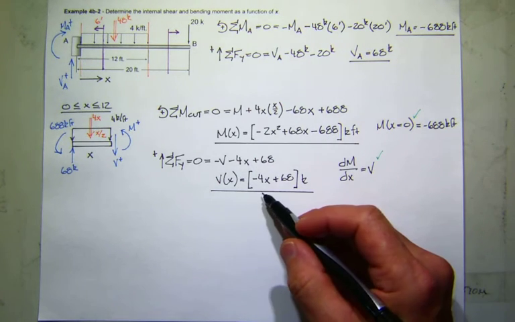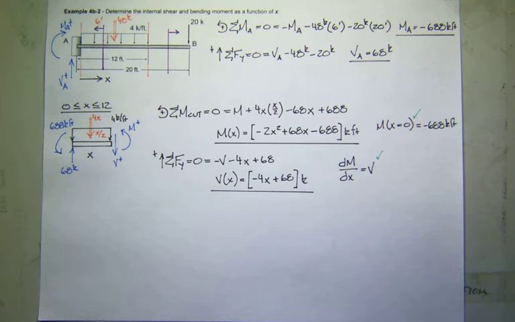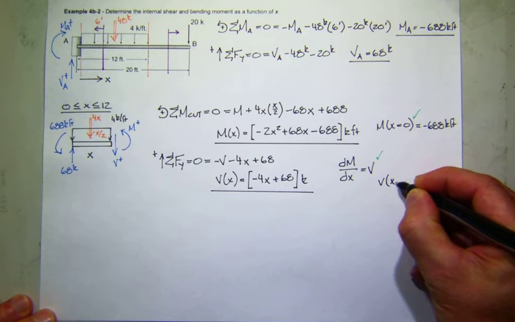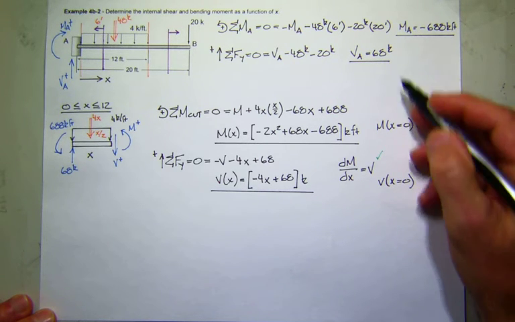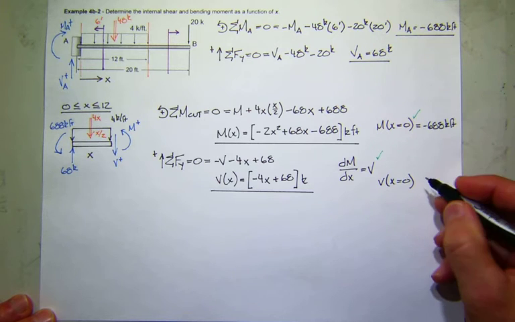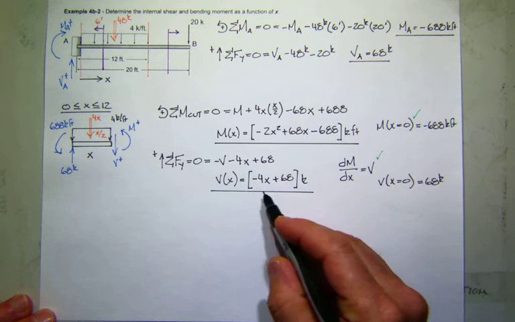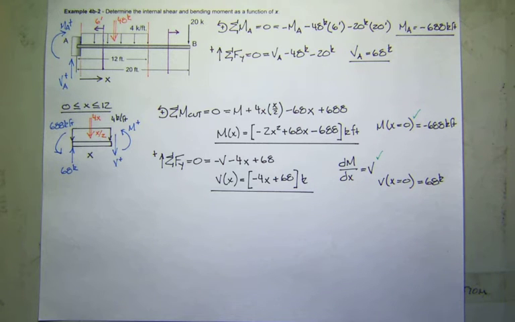Do we know anything about the shear? Can we check that? Do we know the shear anywhere between 0 and 12? I say we do. I say we know the shear at x equals 0. What is the shear at x equals 0? 68. So if you put in x equals 0 into our equation, what do you get? 68. Oh, I got all kind of green checks going here. I feel pretty good about 0 to 12.